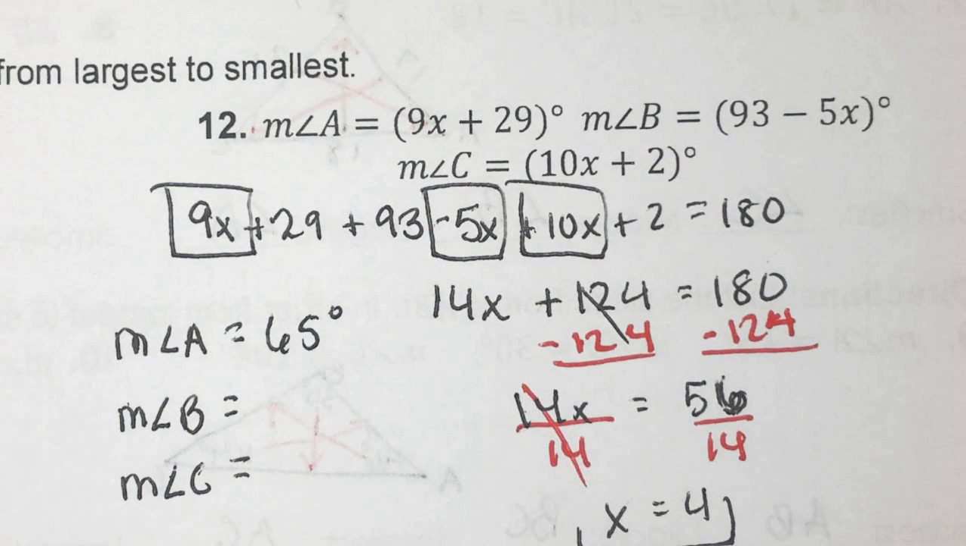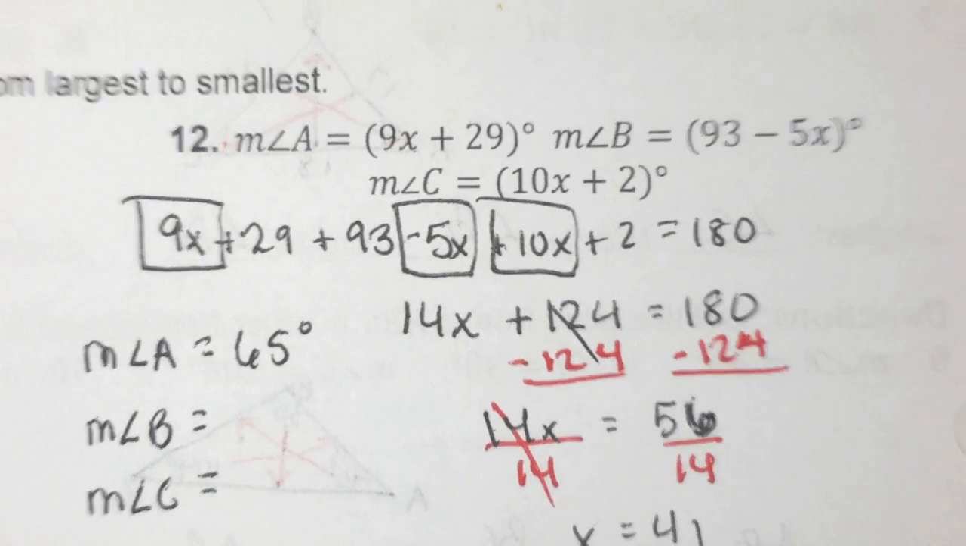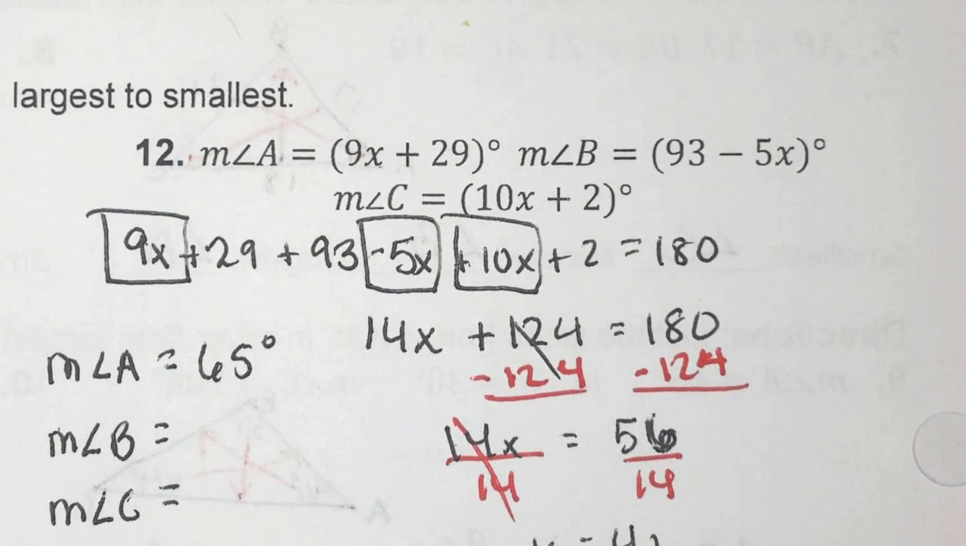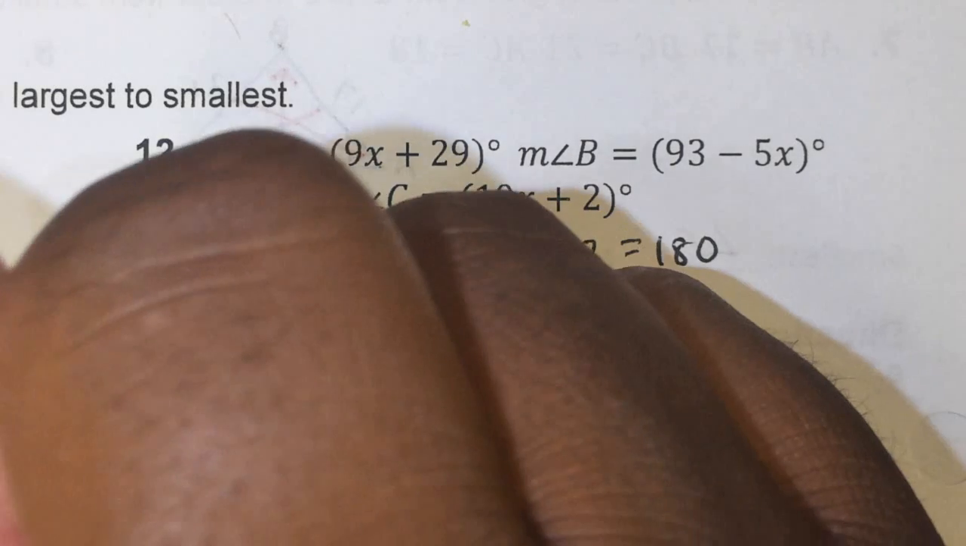Second one, you will be doing 93 minus 5x. So 93 minus 5 times 4. On that one, you got to be careful, though. You need to do the order of operations. If you do 93 minus 5 first and then times by 4, you're going to get the wrong answer because you didn't follow the order of operations. Order of operations says you should do the multiplication first: 5 times 4 first, get 20, 93 minus 20, it'll give you 73.